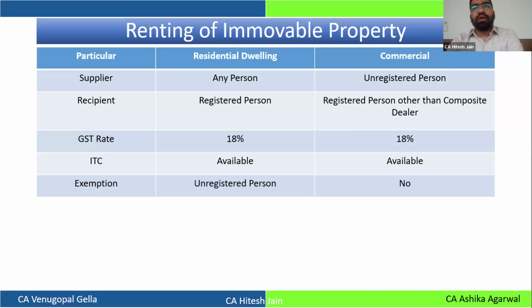It is very important for us, before we finalize our books of accounts for the financial year 24-25, that we cross check whether any rental expense which has been booked in our books of accounts has been incurred to any unregistered person. If they have been incurred to any unregistered person, and if that rental expense belongs to a commercial property, then we ought to have discharged the RCM liability at the rate of 18% and claimed subsequent ITC as well.